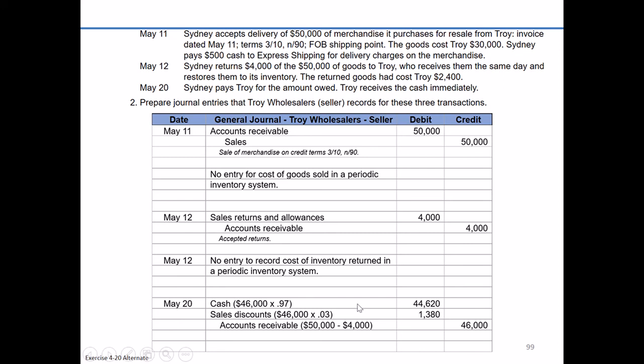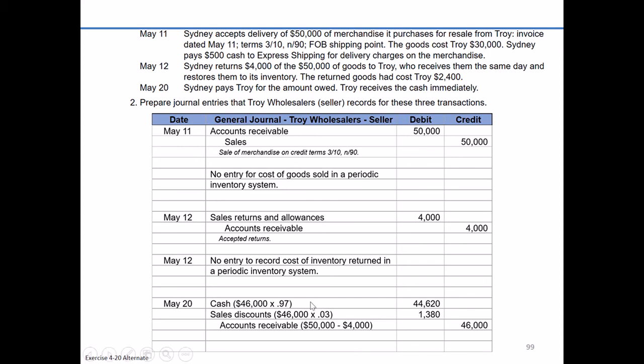Cash is recorded as a debit. And the difference between $46,000 in accounts receivable minus the 3% discount of $1,380 leaves us with a debit to cash, or an increase to cash, of $44,620.